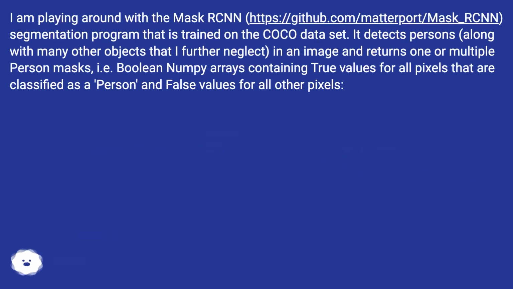I am playing around with the Mask R-CNN, this image segmentation program that is trained on the COCO dataset. It detects persons, along with many other objects that I further neglect, in an image and returns one or multiple person masks, i.e. Boolean Numpy arrays containing true values for all pixels that are classified as a person and false values for all other pixels.